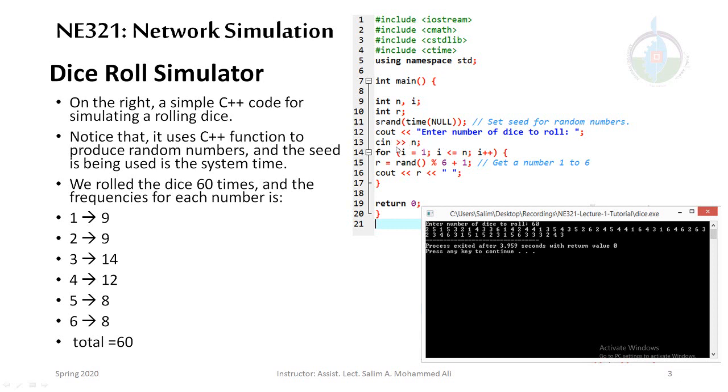We will ask the user to enter how many numbers he wants to roll the dice, or how many numbers he wants. If we need 10 numbers, we will write 10 here. If we need 60 numbers, here we are using 60 numbers to see the frequencies of the output of these numbers. So we will store the generated random number in a random variable r, but before we store it, we have to map it or scale it.